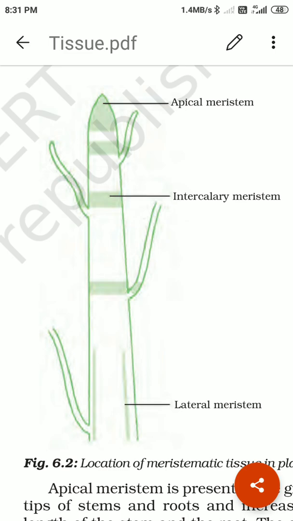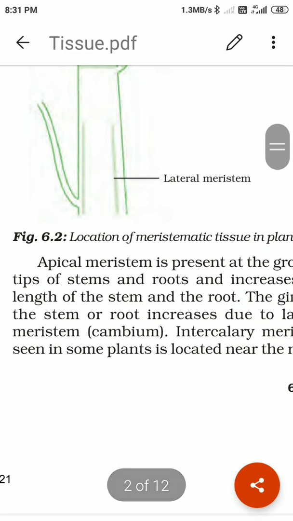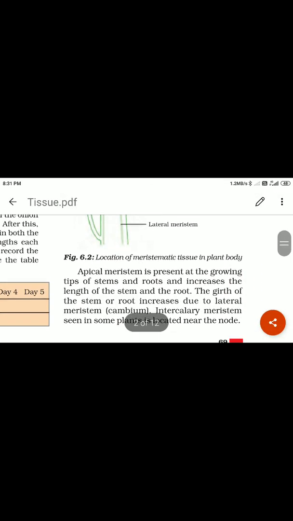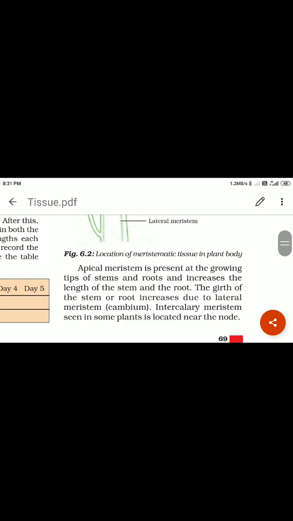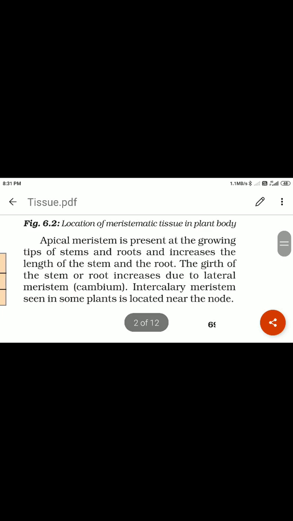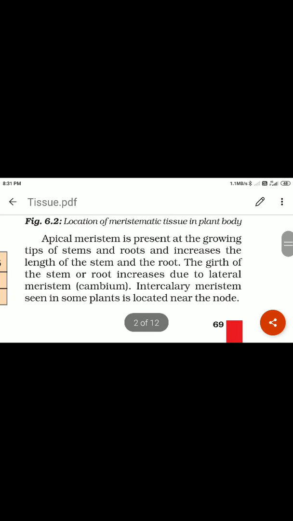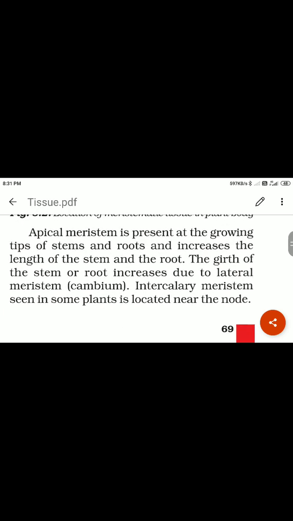Intercalary meristems. Lateral meristems. Now the first, it is about the apical meristem. The apical meristem is present at the growing tip of stem and root and increases the length of the stem and the root.